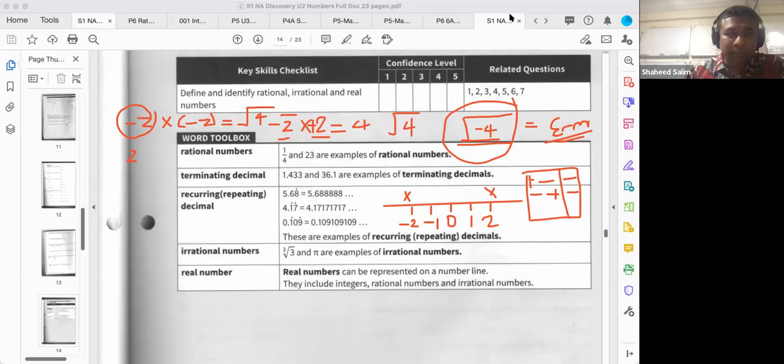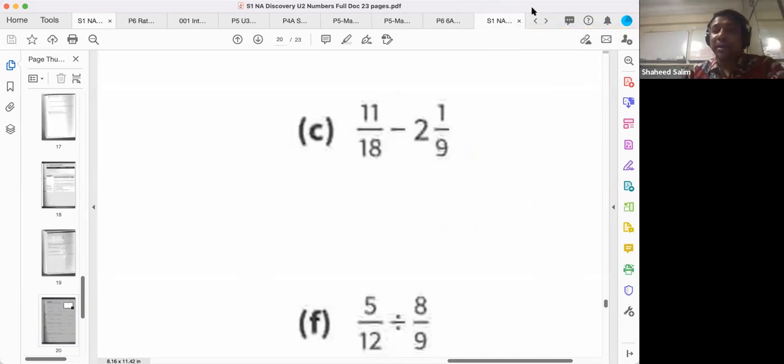I stopped this one for a while. I forgot, because sometimes that one is very sensitive. I got to, yeah. Okay, so now can you try question C?